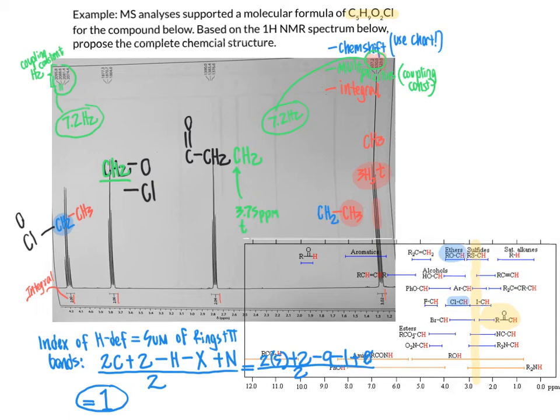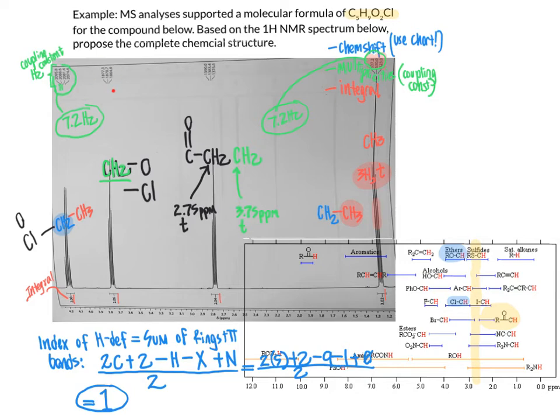And if that was coupled to our triplet at 2.75 ppm, that would make sense, because if we have a triplet here, that means 2 vicinal hydrogens right here. If we have a triplet here, that means 2 equivalent vicinal hydrogens over here. And we could compare the coupling constants for those.